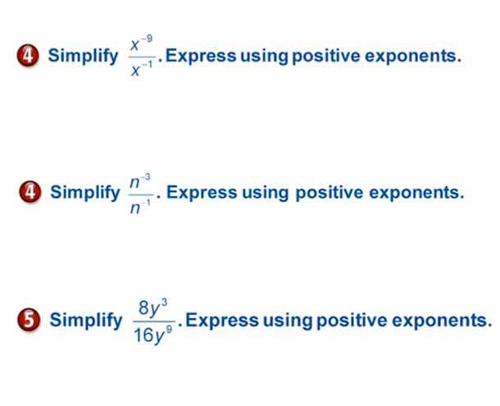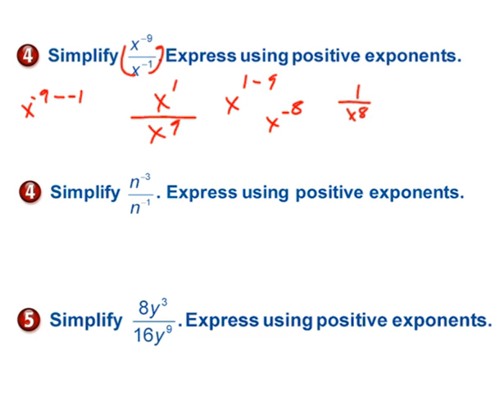X to the negative 9th divided by x to the negative 1. I'm going to flip both of these. I'm going to move this up and this down. So I've got x to the 1 over x to the 9. So this would be x to the 1 minus 9, x to the minus 8, or 1 over x to the 8th. Okay. Second way to do that would be x to the minus 9 minus a minus 1. Of course, that becomes plus 1. X to the minus 9 plus 1 would be minus 8, and that becomes 1 over x to the 8th.